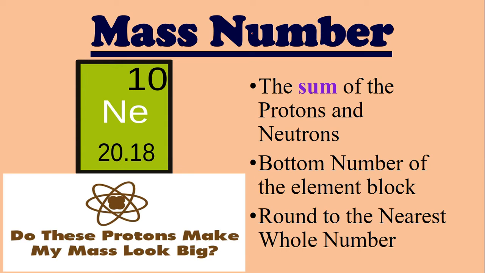Mass number is when you look in the element block, it's usually at the bottom. It's usually a decimal. It's the decimal number, and it's the sum of the protons and neutrons. Now it is a decimal, so what we do, we round to the nearest whole number. So 20.18 would round to 20. So that means 20 is the sum of the protons and the neutrons.